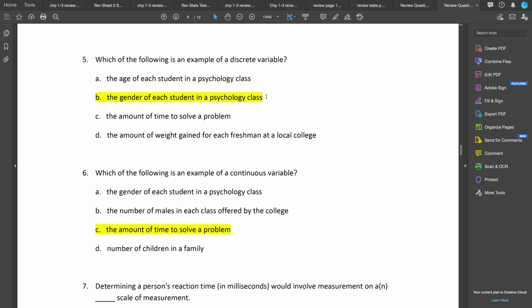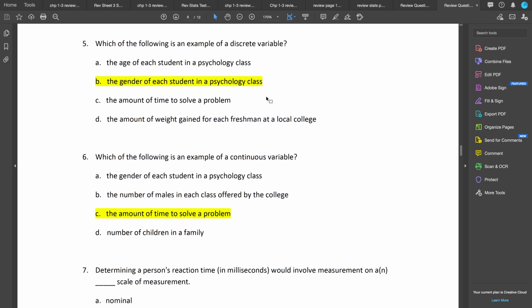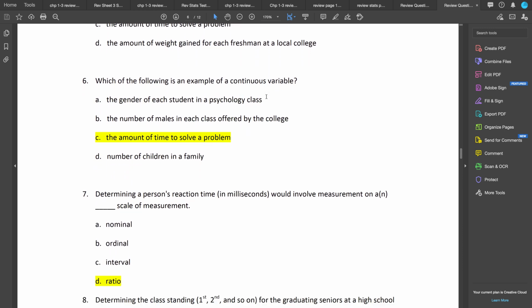Number of males in each class offered by the college. Number of males, you can't be a half a male, you can't be a quarter of a male, you can't break down males, and you can't have a half a kid. All right, so the number of children in the family is also definitely a discrete variable.